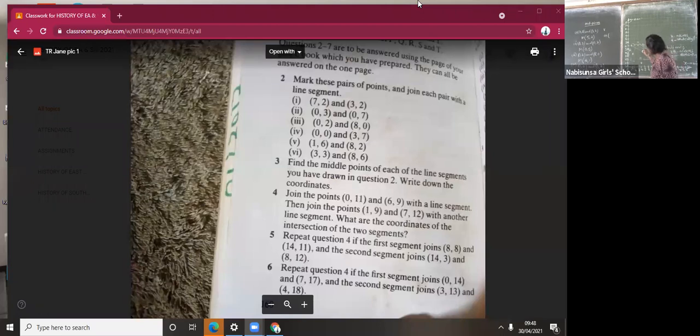What are the coordinates of this point here? 4.5, yes. We first give the x coordinate. Here we are moving it 4.5. What is the x coordinate? 4.5. What is the y coordinate? The y coordinate is 4.